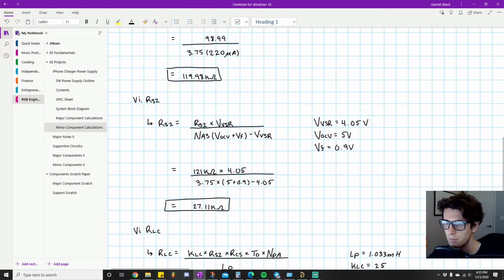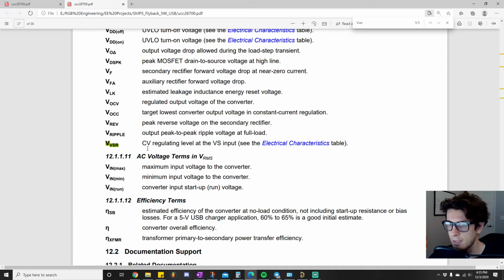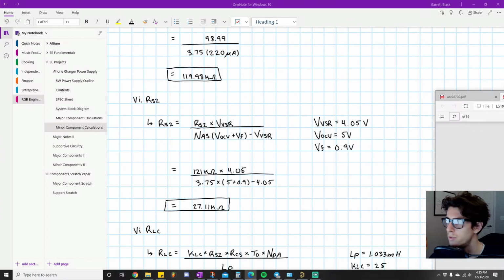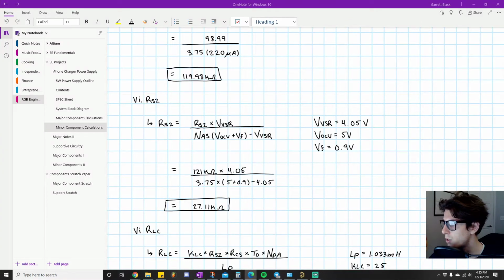So again, we're going to plug into this equation. We have RS1, which we just solved for up there, and then we have V sub VSR. Let's see if we can find that in the data sheet. V sub VSR is the CV regulating level at the VS input. It says see electrical characteristics table, so you just look up that value. It's in the table. Maybe we can even go to it.